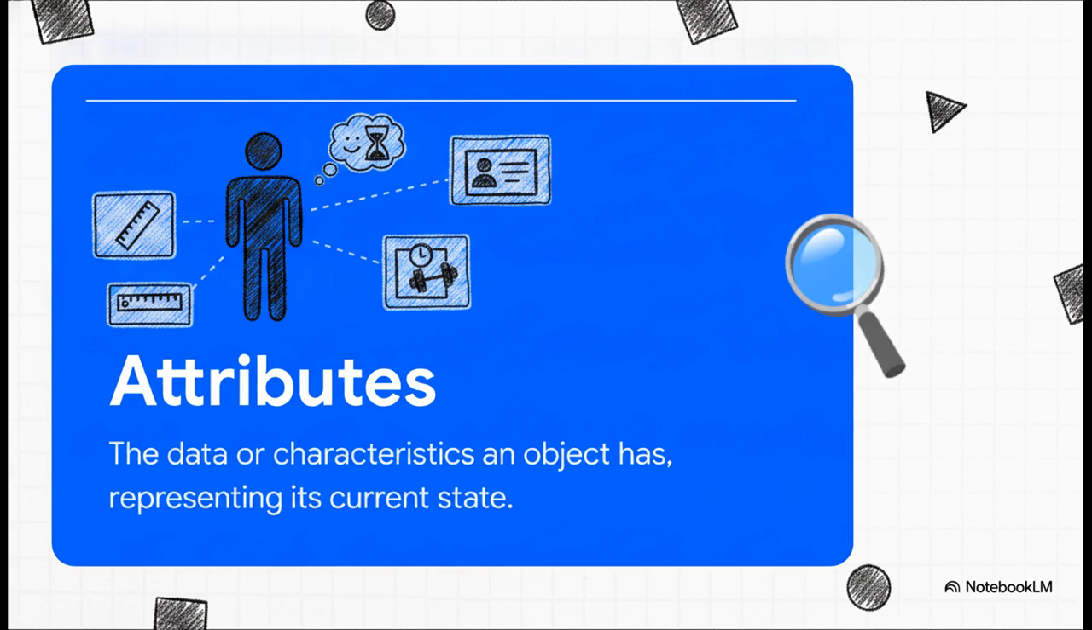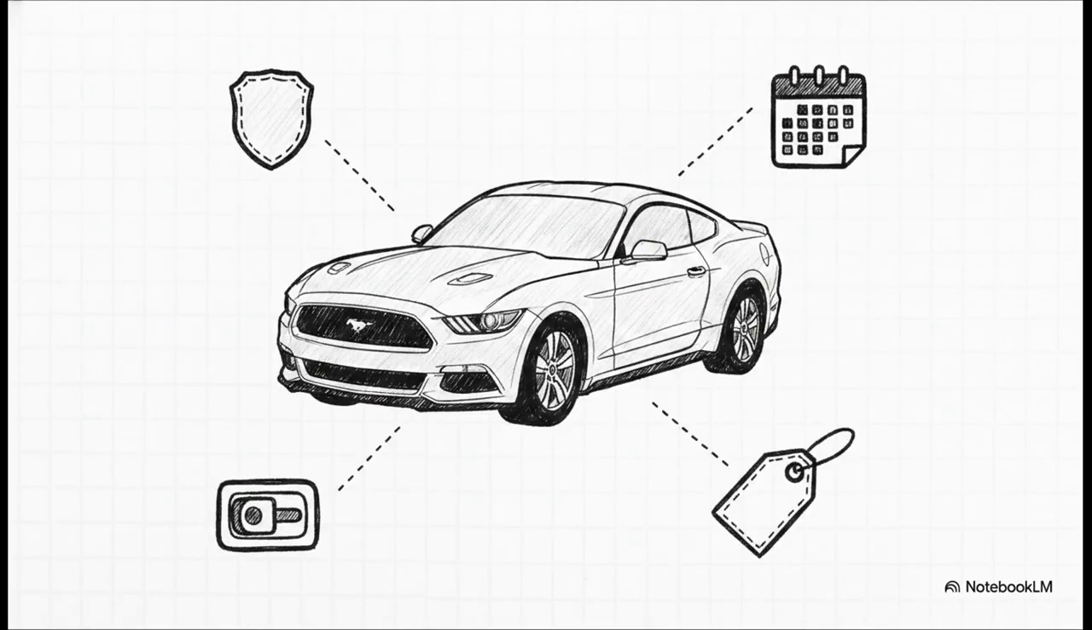Just like if you think about a person, their attributes would be things like their name, their age, their height, and their weight. So what does a car have? If we build our car class, we need to declare variables to hold all this data. We might have a make, which we'd store as a string of text, like Ford. We'd have a model, another string, let's say Mustang. We'd need a year, which is a whole number, so we use an integer data type, like 2025. The price requires decimals, so we'd use a double data type to store $58,099.